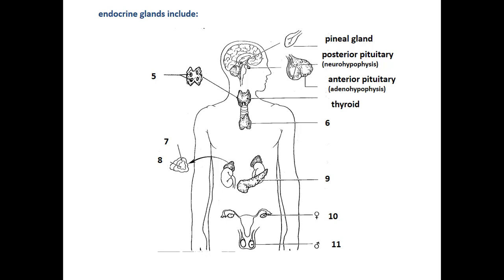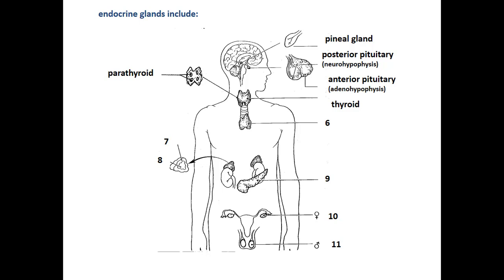Number 6 is a gland we've also discussed previously. It's a gland that lies in the mediastinum. It's very large in infants, and atrophies in adults. This gland is the thymus gland.